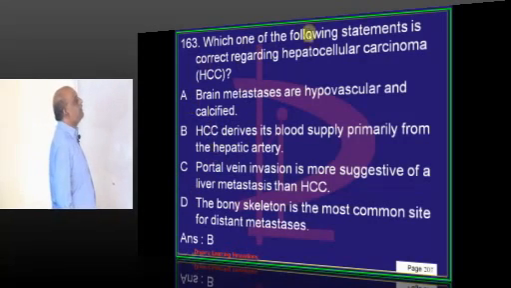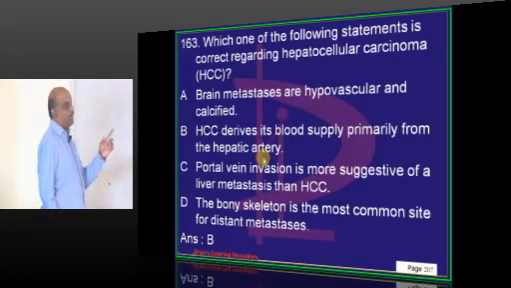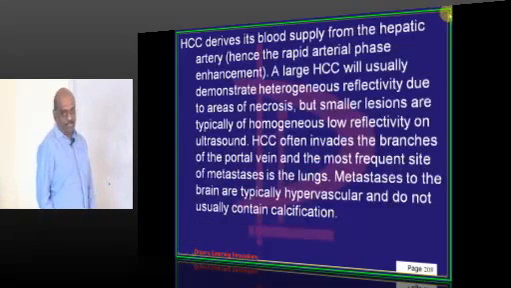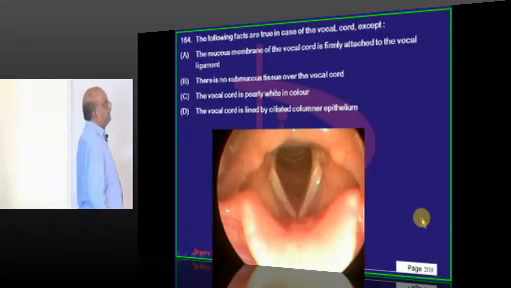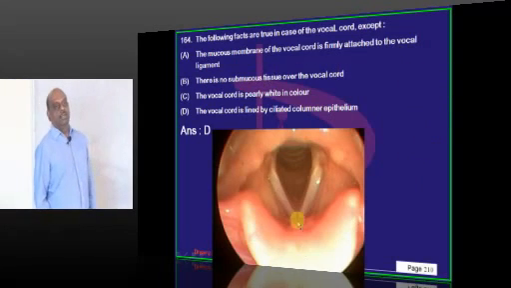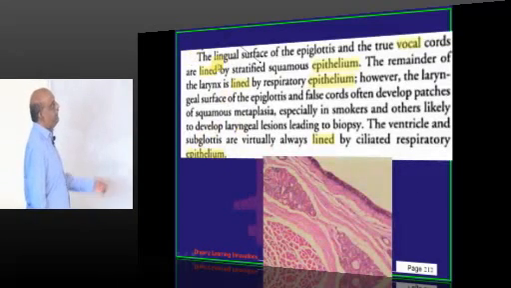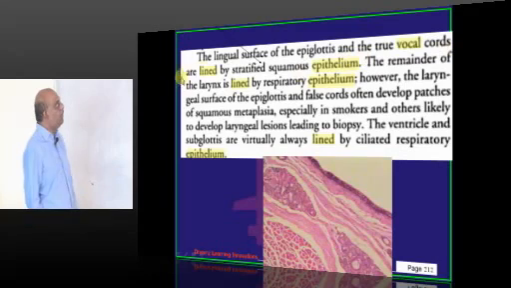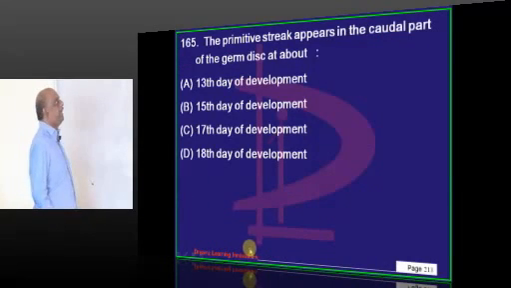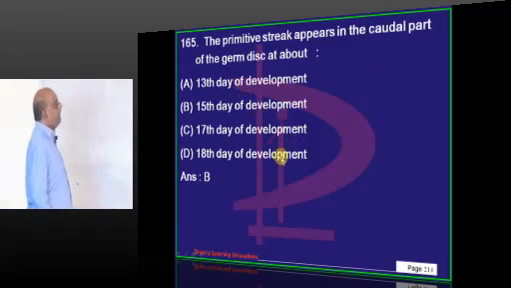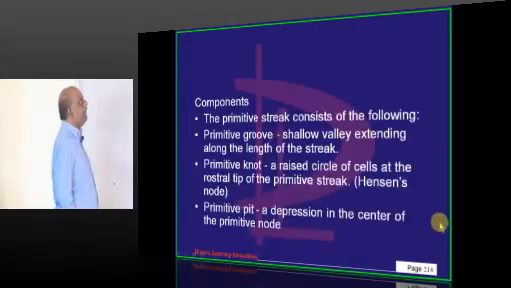In hepatocellular carcinoma, from where does the HCC derive its blood supply? Predominantly from the hepatic artery, it gets the blood supply. Now what is the vocal cords' histological lining? So typically the lingual surface of the epiglottis and the true vocal cords are lined by stratified squamous epithelium. The remaining larynx is typically lined by the ciliated columnar respiratory type of epithelium. The primitive streak typically forms at around the 15th day of development.